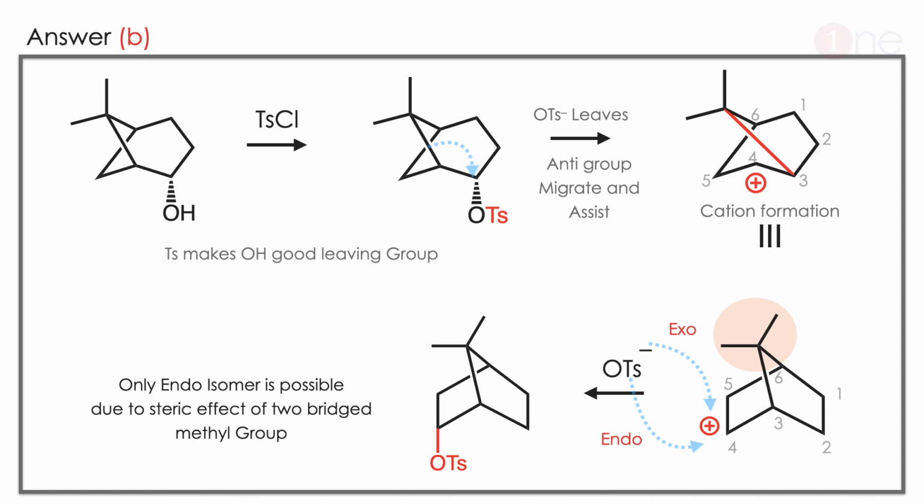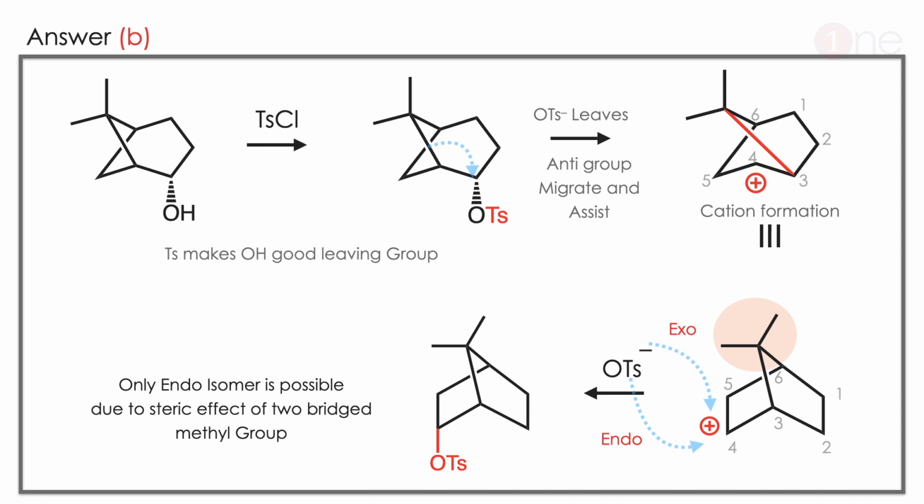So we rewrite the system in a very clean way. Both sides 2 methylene groups and 1 bridged carbon. Then the attack of OTs will happen. Where will OTs be attacked? This is really the question. The attack can be exo or endo. But the exo position is very much crowded by the bridged methyl group because 2 methyl groups are there. So only the endo attack is possible. So the final product is the endo product.